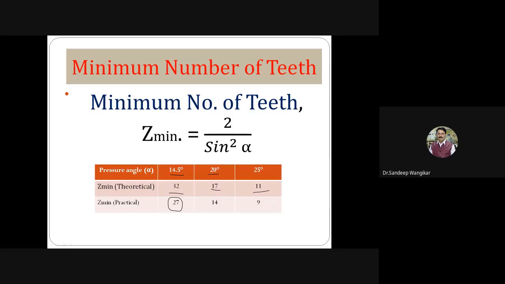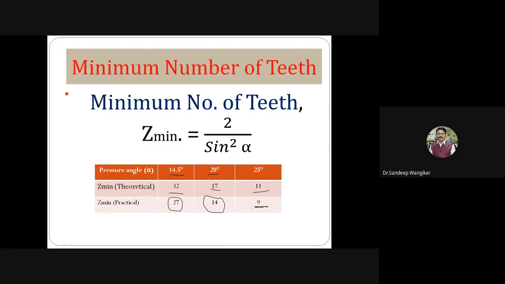The teeth are stronger, the tooth is broader at the base, therefore high load carrying capacity and high load transmission. These are the advantages we have discussed for 20 degree. So it is the most widely used system, 20 degree full depth involute system. And if some slight modifications are made in the tooth profile, then these teeth can be reduced up to 14. And for 25 degree, 11 teeth are required. It can be reduced up to 9.